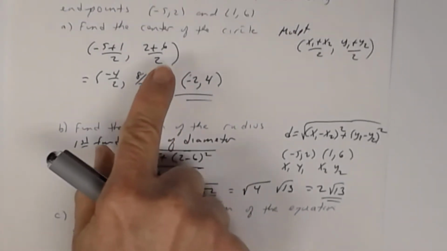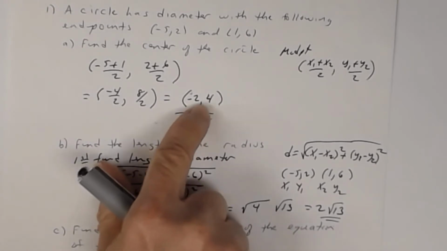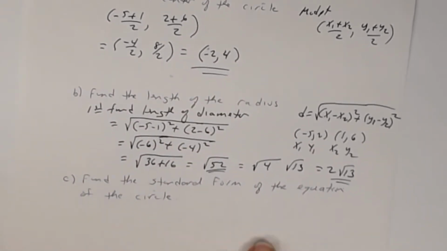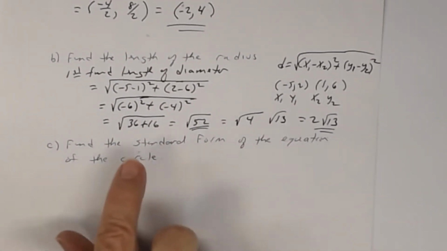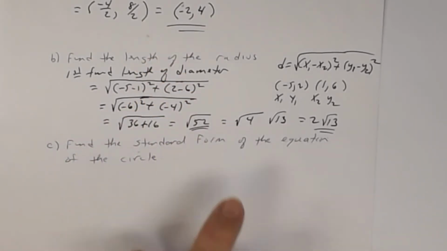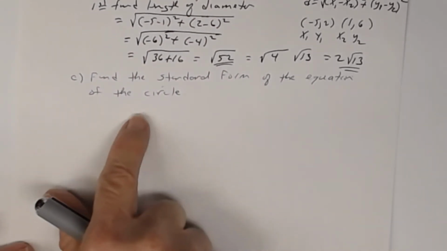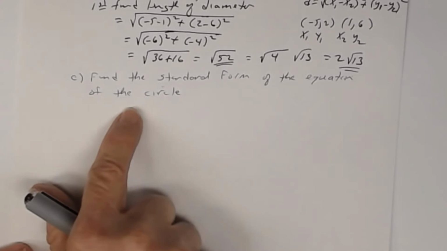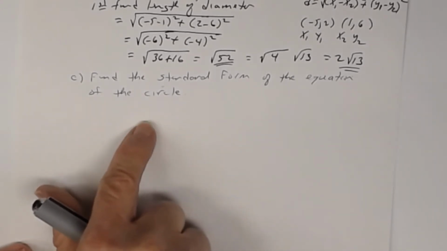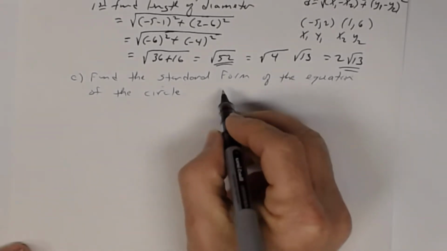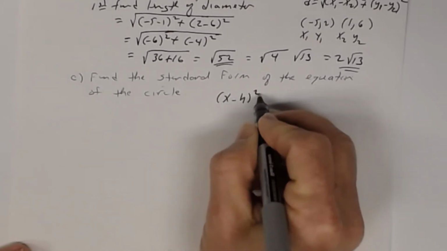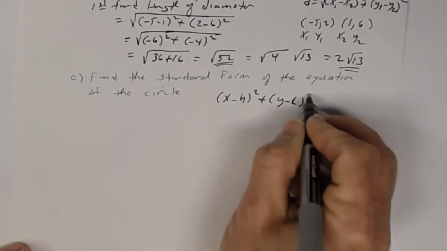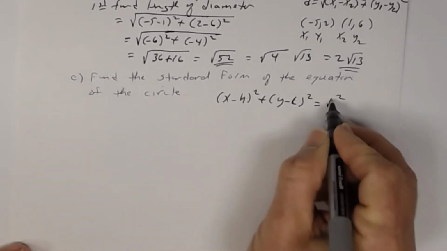So there's the midpoint right here. There's the center of the circle, and there's your radius. Now, you're going to take those two parts, and you're going to use that to find C. So C says find the standard form of the equation of a circle. So remember, the standard form is this: x minus h squared plus y minus k squared equals r squared.